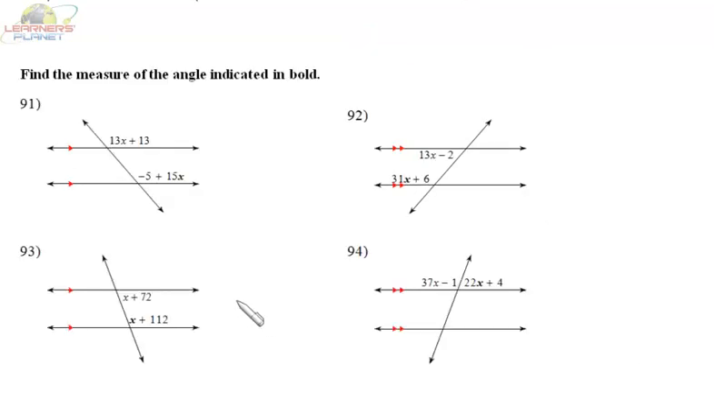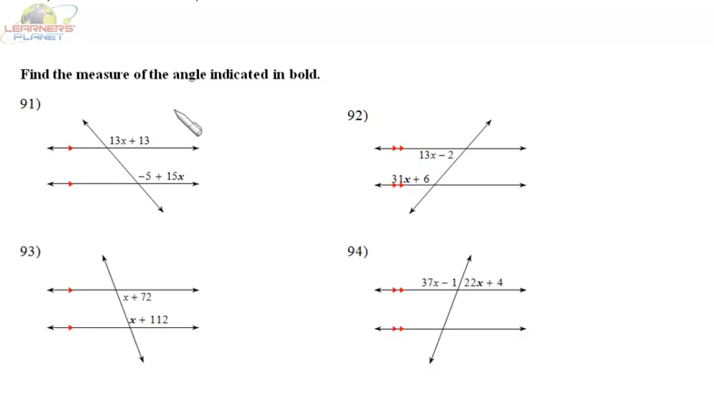Now in these cases we have to find the measure of the angle which are indicated in bold. So in this case we have to find out the measure of this angle. First of all we have to find out the value of x. This and this, both of them are corresponding angles since they are lying on the same side of parallel lines. So first of all let's equate them and get the value of x.